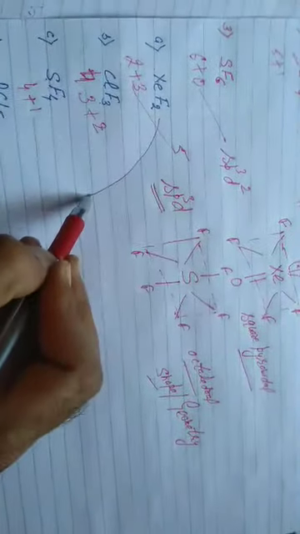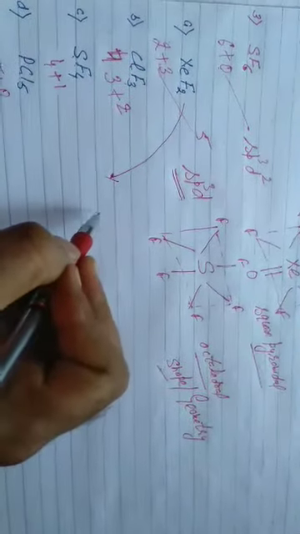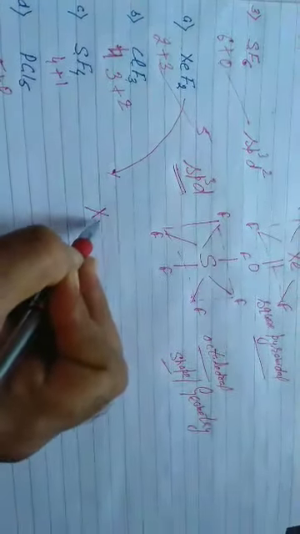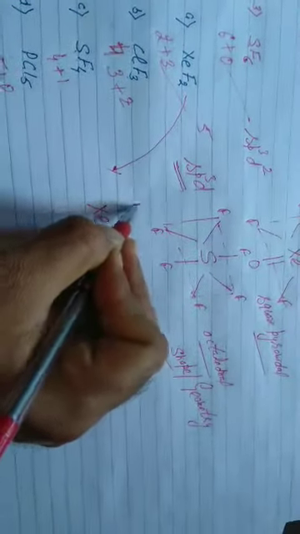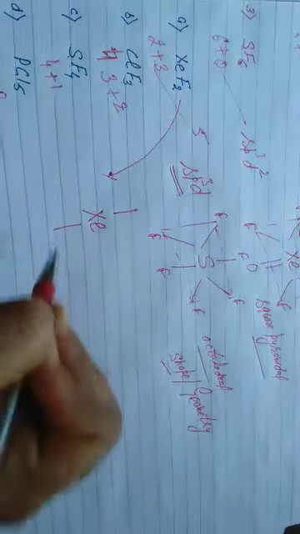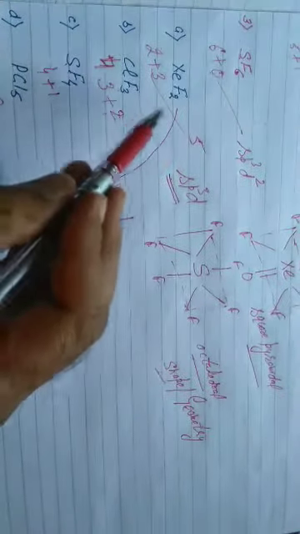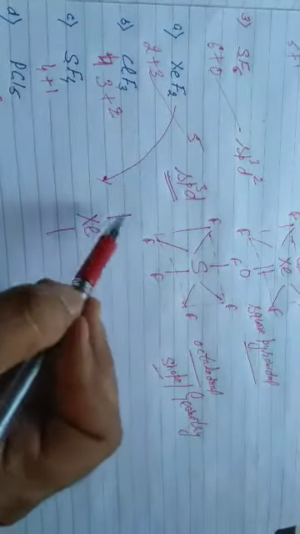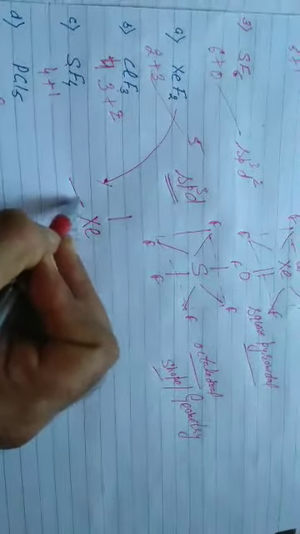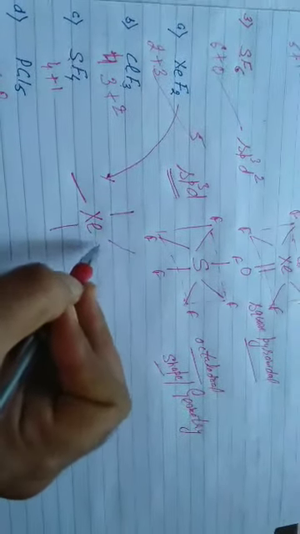XeF2, students, at first. What's the sum? 5. When sum is 5, at first we design geometry. Sum is above 4, at first mention axial notations. Design axial notations. How much left? 3, because sum is 5. 2 already mentioned, 3 are left, that is 3 means trigonal.